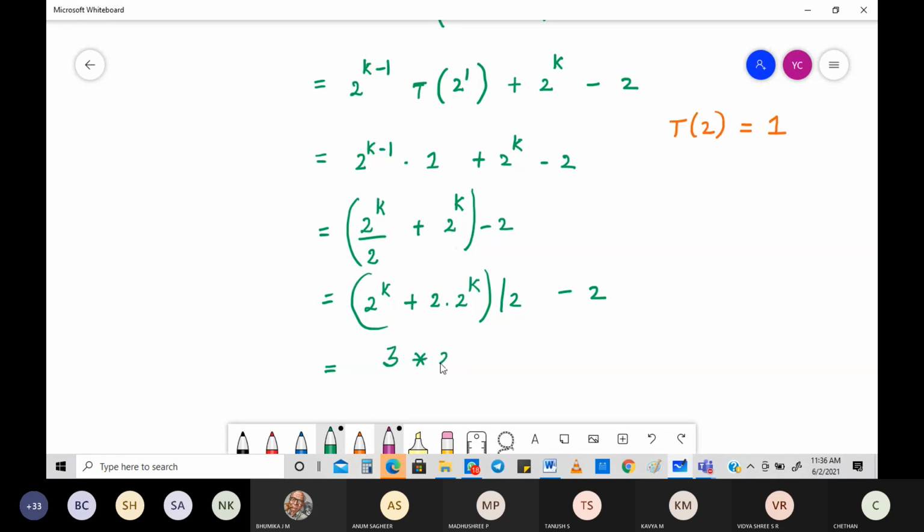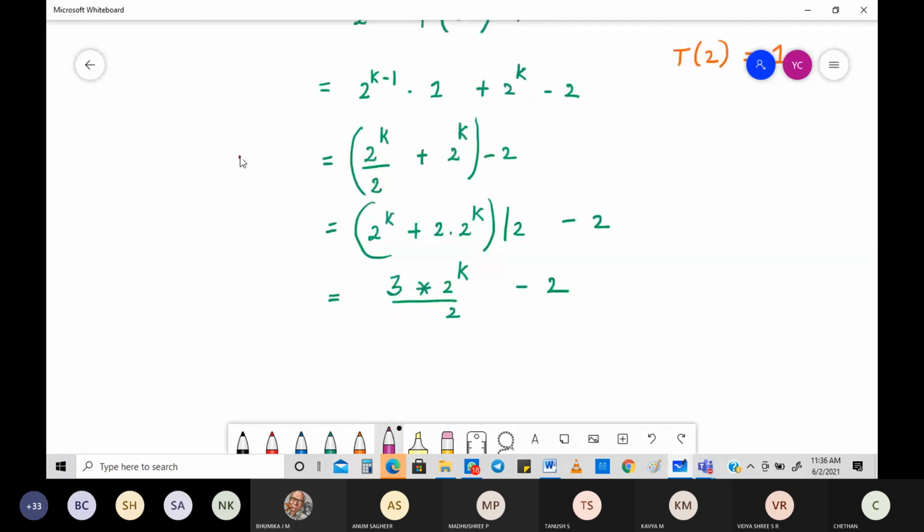Okay, this is the next important step, the transformation I took. This is where you people will generally go wrong. This step is very important: why have I taken 2 to the power of k divided by 2? Because 2 to the power of k minus 1, I have taken as 2 to the power of k divided by 2.